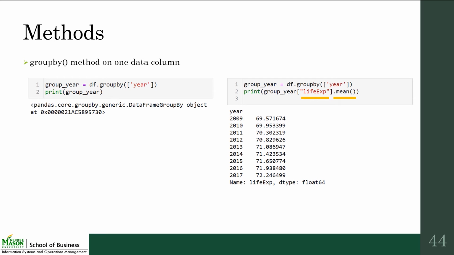So let's say, for example, we want to get the average life expectancy of all the observations in the data frame that's grouped by years. That syntax is shown on the right.